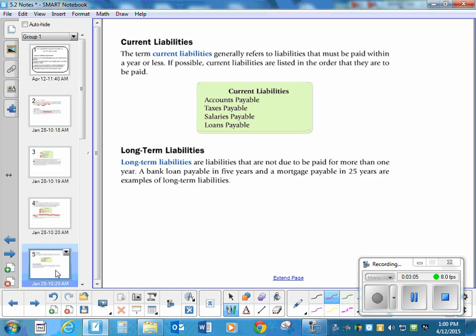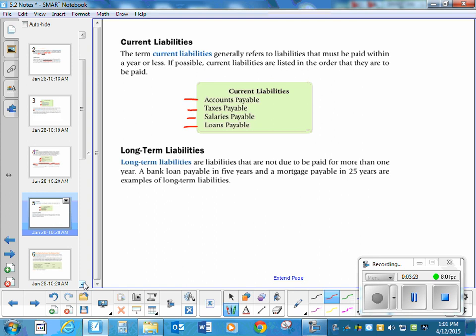Current liabilities generally refers to liabilities that must be paid within a year or less: accounts payable, taxes payable, salaries payable, loans payable. Long-term liabilities are not due to be paid for more than 1 year. So that would be like your mortgage, a loan.